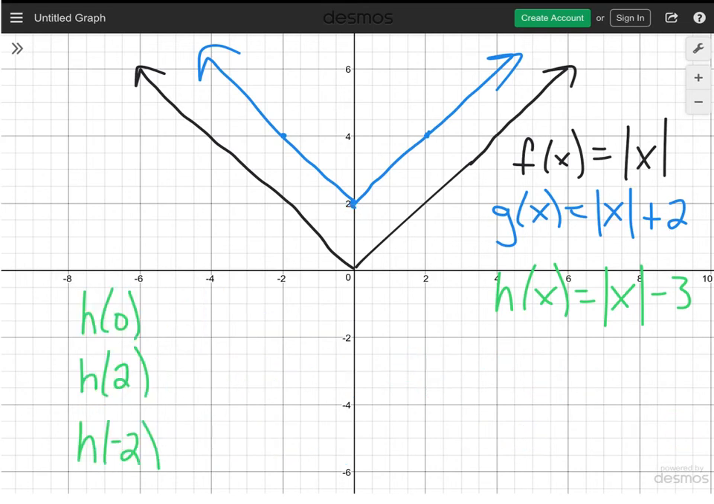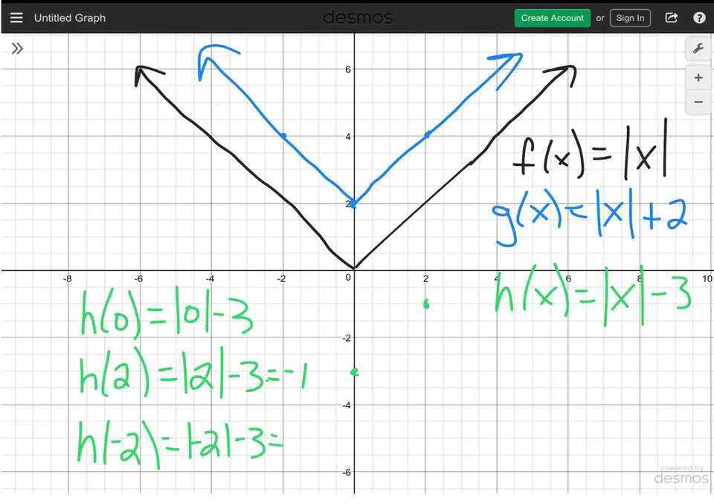So now on to the h function. Picking the same numbers here. The absolute value of 0 minus 3 is negative 3. So then when x is 0, y is negative 3. When we plug in 2, the absolute value of 2 minus 3 would be negative 1. And when we do the absolute value of negative 2 minus 3, again we get negative 1.